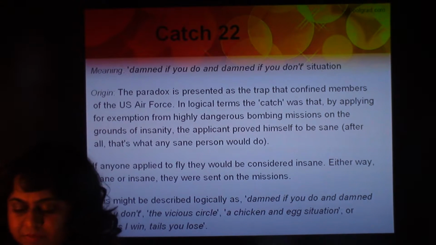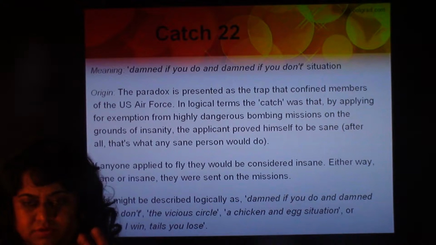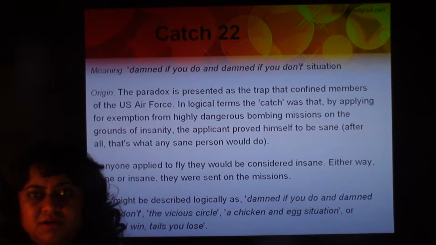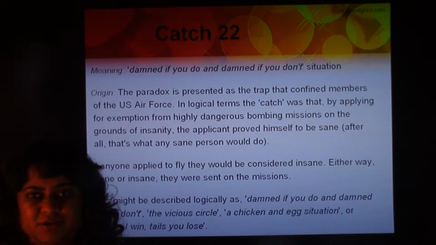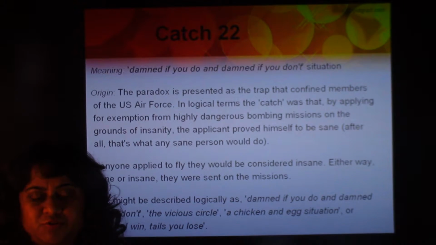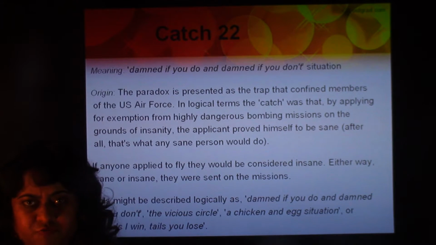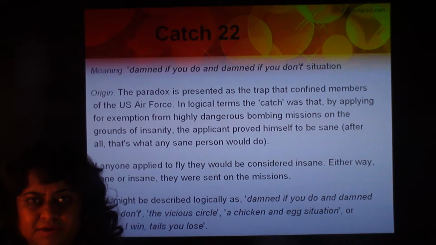But one of the officers had this particular situation wherein one of his juniors was trying to avoid going to the war by pleading insanity, but then on the form he had to pick the option 22, which says, I plead insanity.